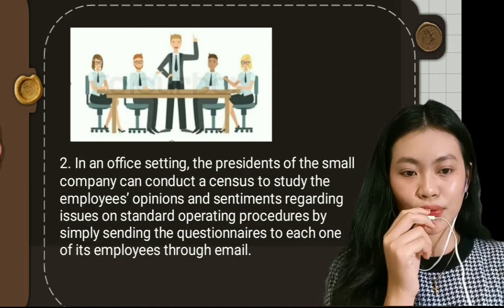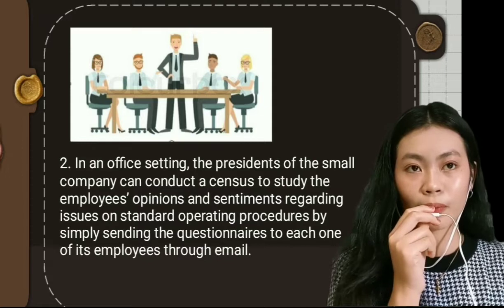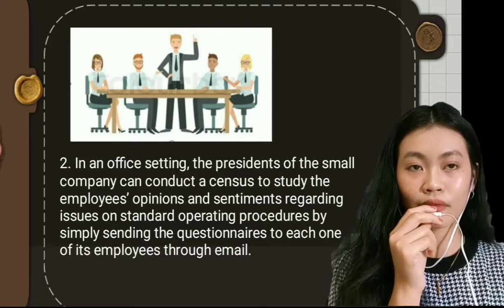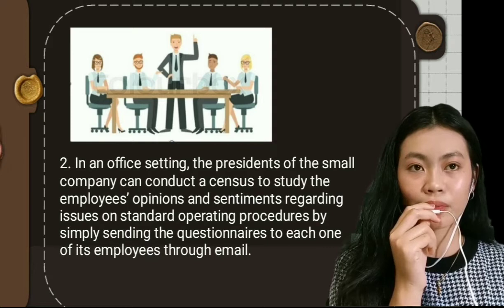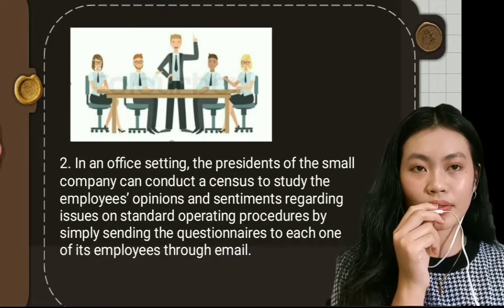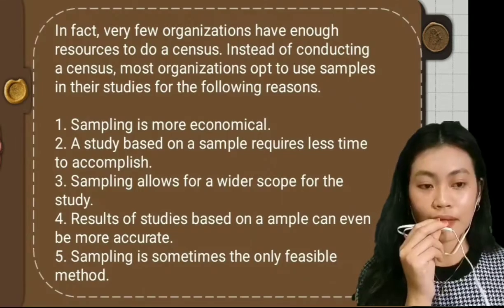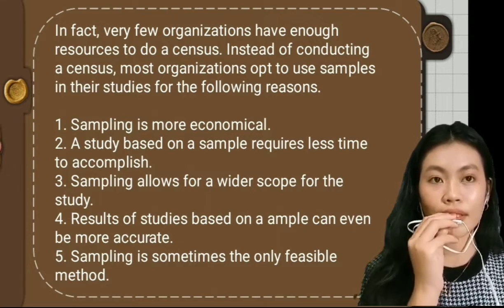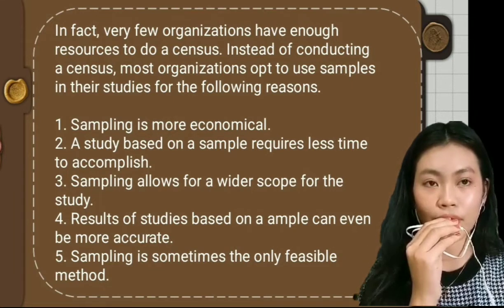So it is advantageous to do a census because it provides us with complete information about the population. There is no need to make inferences about the population because we have available data from all the elements of the population. However, it becomes increasingly more expensive and more time-consuming to conduct a census as the number of elements in the population increases. In fact, very few organizations have enough resources to do a census. Instead of conducting a census, most organizations opt to use samples in their studies for the following reasons.